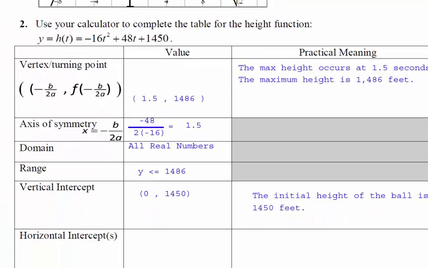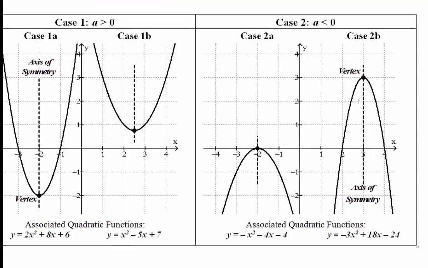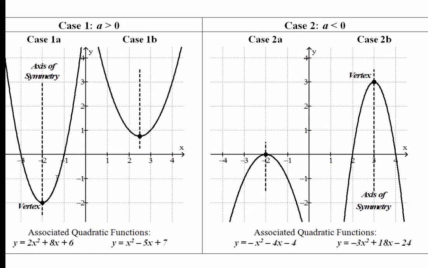I wanted to go back to our previous document to look at different horizontal intercepts. You notice in case 1a, the parabola crosses the horizontal axis twice. So a parabola can have 2 horizontal intercepts, but look at case 1b. The parabola never crosses the x-axis. It never crosses the horizontal axis. So this would be a case where there are 0 intercepts. Here we have 2 intercepts. Here we have 0 intercepts.